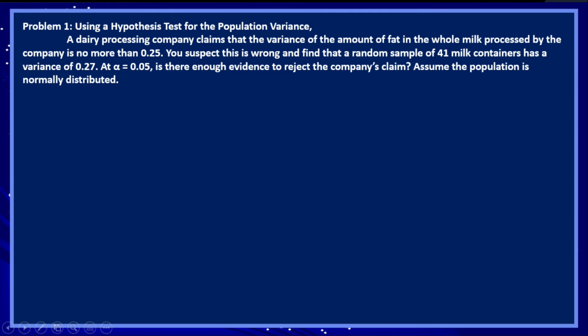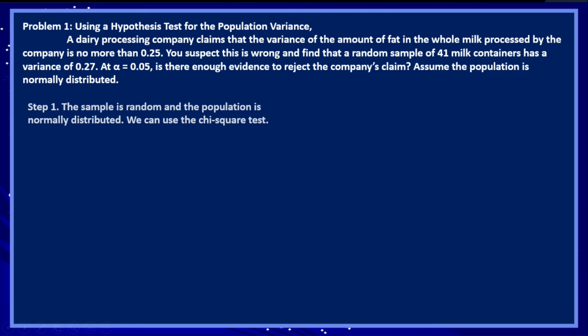You suspect this is wrong and find that a random sample of 41 milk containers has a variance of 0.27. At a level of significance of 0.05, is there enough evidence to reject the company's claim? Assume the population is normally distributed. In this example, we use a hypothesis test for the population variance.